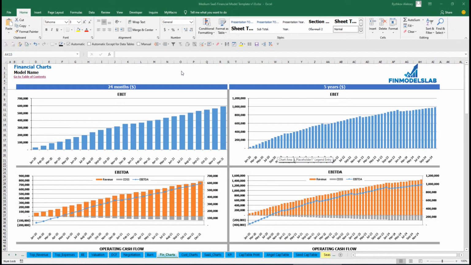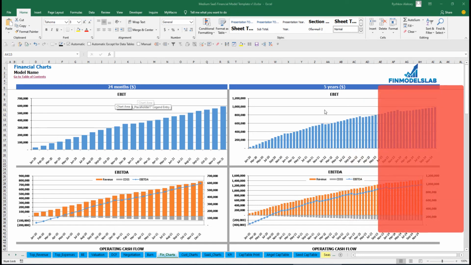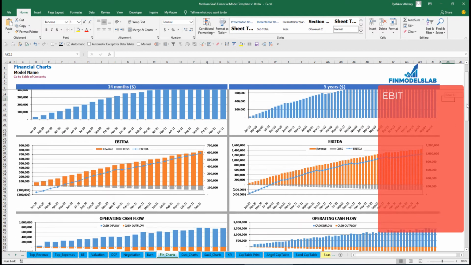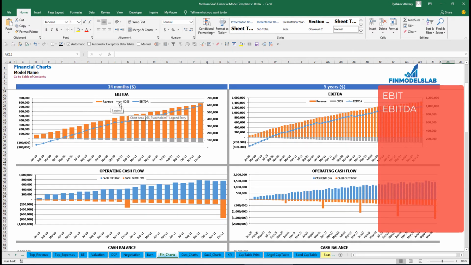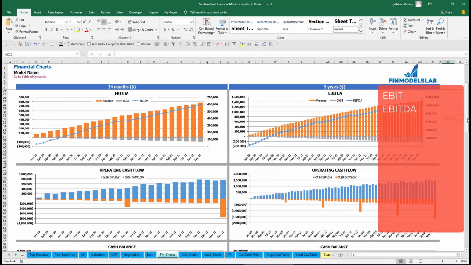On the Financial Charts tab, you may see the main financial KPIs on two sets of charts. On the left hand you can see 2 years broken down by months, and from the right side you can see the 5 years also broken down by months. So on the top you may see the EBIT. The next set of charts will show you the EBITDA, as well as revenue and cost of services sold as an orange and gray columns.